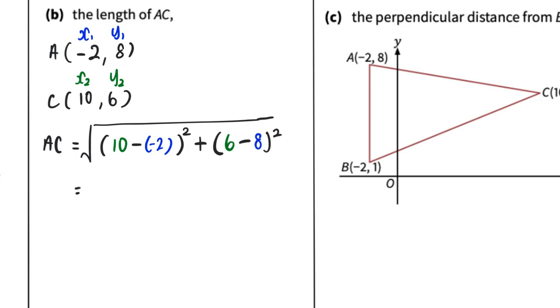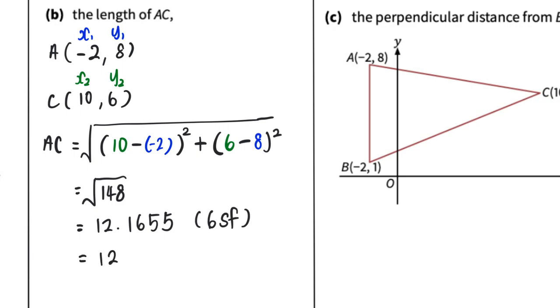And maybe I just need to use the answer for AC. So the most accurate answer would be the square root form, and this will give me a value of square root of 148, and that will translate to 12.1655 to 6 significant figures, followed by 12.2 units to 3 SF, and we are done for part B.